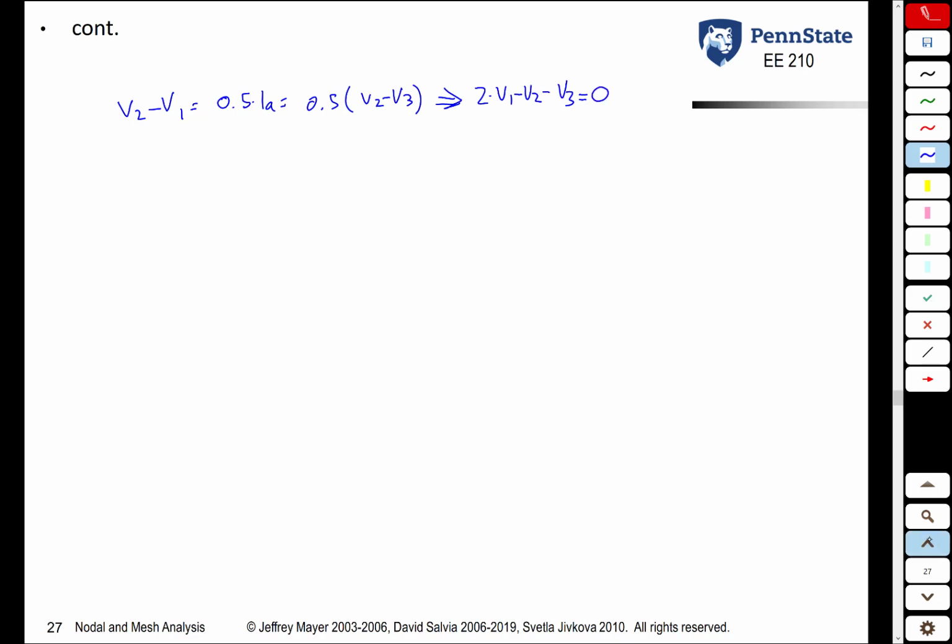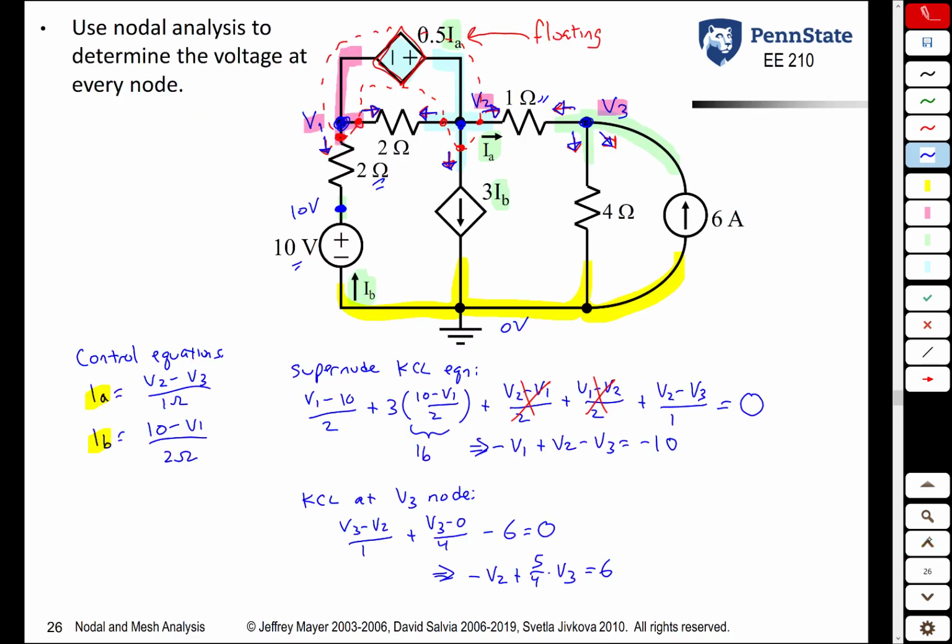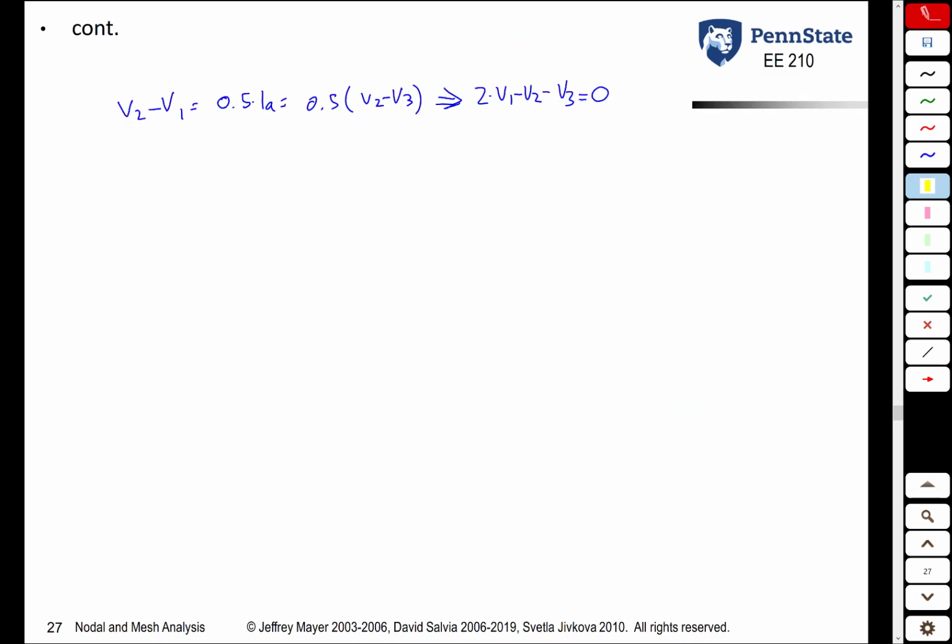So at this point we have 3 equations and 3 unknowns. We have this equation we got from the supernode KCL. We have this equation that we got from the node 3 KCL. And we have this equation that we got from the source equation. So now that we have the 3 equations and 3 unknowns, we can now solve for them. I'm going to set up the matrix equation. For those of you who did not have Math 220 yet, don't worry about it. There are other ways you can solve this as well.